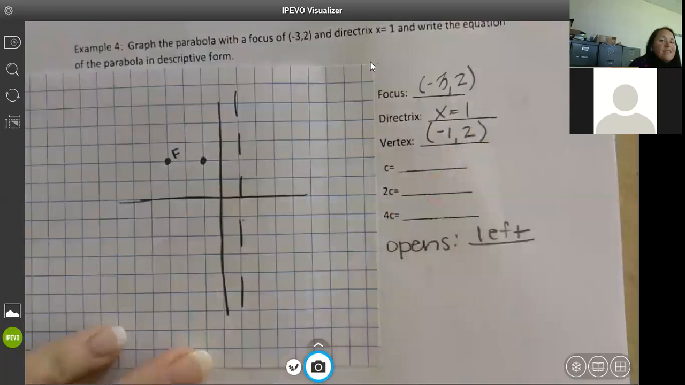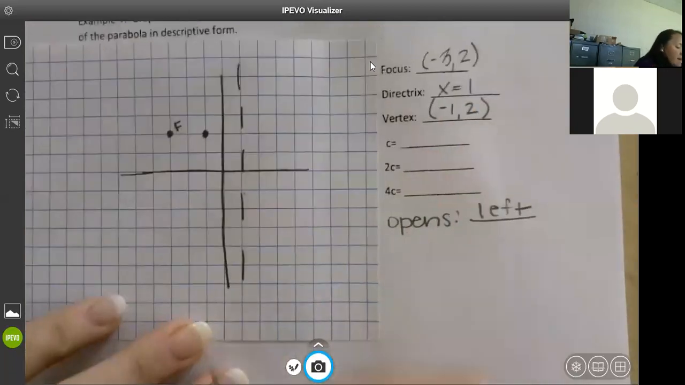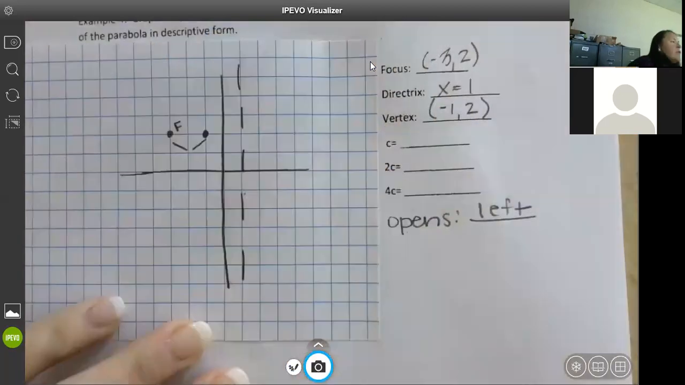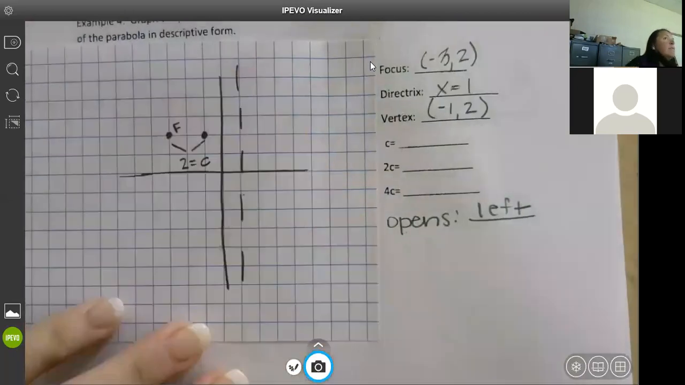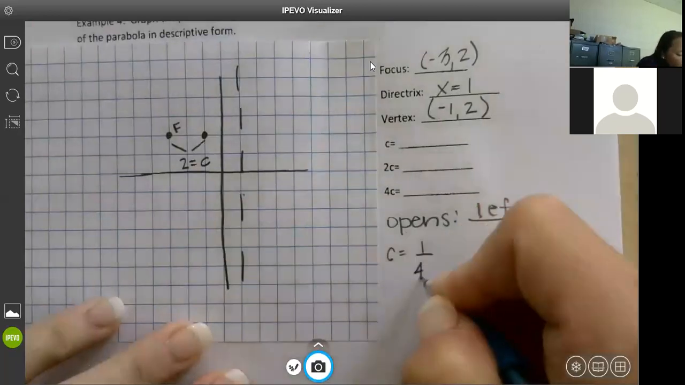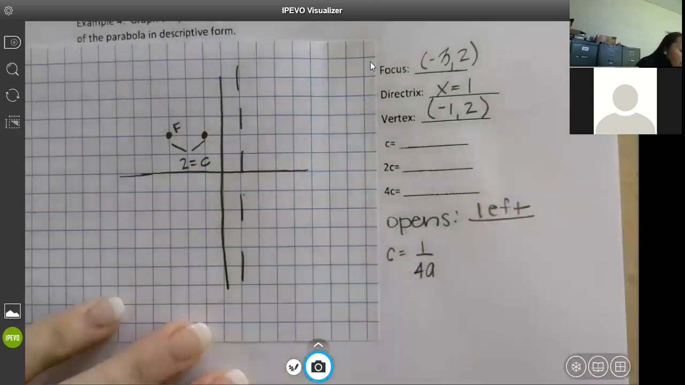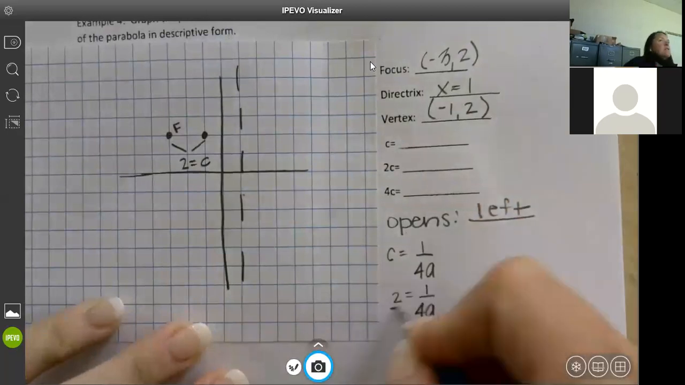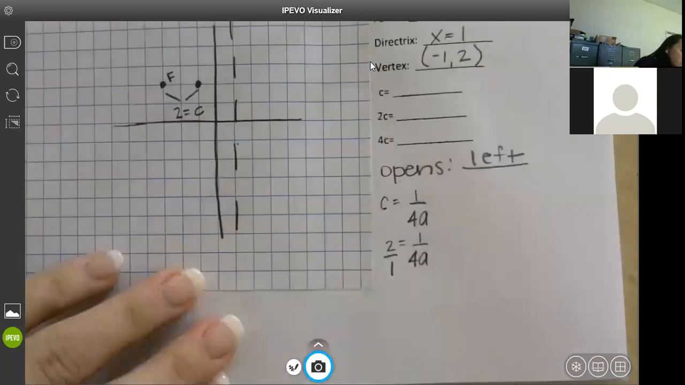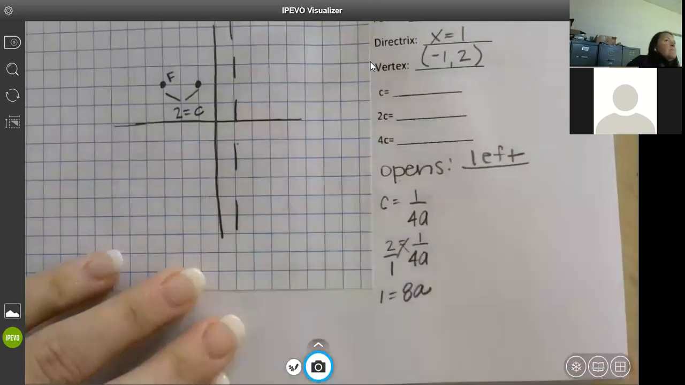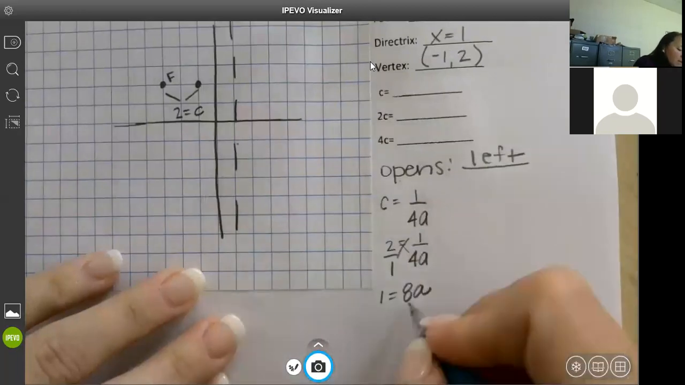All right. So the last part to find the equation is we need to find A, and we do that by taking this distance right here. How far is it from the focus to the vertex? That is your C value. Okay. So we said that C equals 1/4A. C is 2 equals 1/4A, and we're going to make this a cross multiply by putting it over 1. We get 1 equals 8A, and we divide by 8.